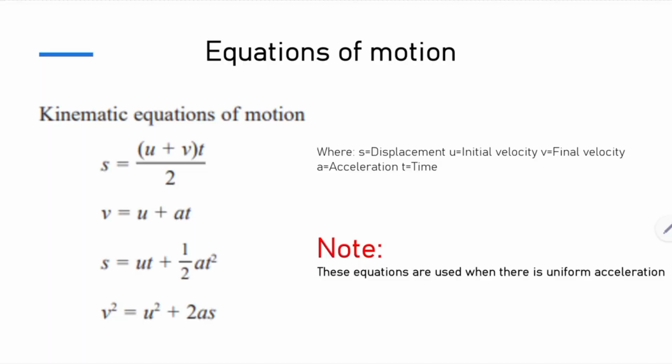First we are going to be going over the equations of motion. So the first one is S equals (U plus V) times T over 2, V equals U plus AT, S equals UT plus half AT squared, V squared equals U squared plus 2AS. Where S equals displacement, U equals initial velocity, V equals final velocity, A equals acceleration, and T equals time. Note that these equations are used when there is uniform acceleration.